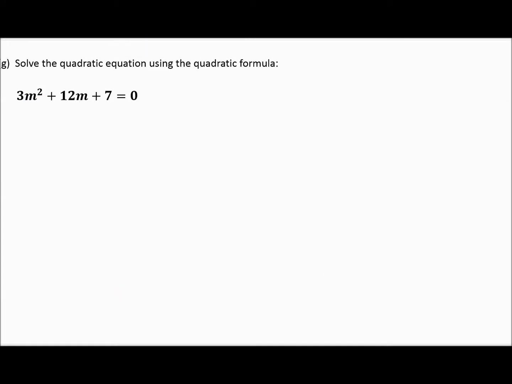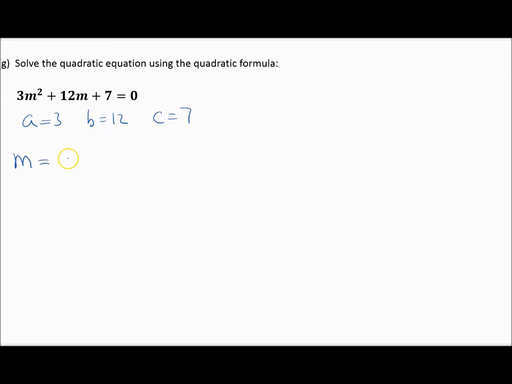Another example, just to make sure we're comfortable with this. So you have A is equal to 3, B is equal to 12, and C is equal to 7. Let's see where that takes us. So I have M is equal, because M is the equation in my problem. Notice it is equal to 0, so I'm allowed to jump in and do this.